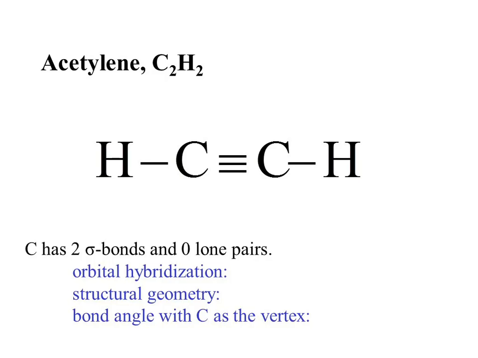So we're going to go with that top row. So what's its orbital hybridization? sp. Structural geometry? Linear. It's the hot dog, right? And bond angle? 180. Very good.